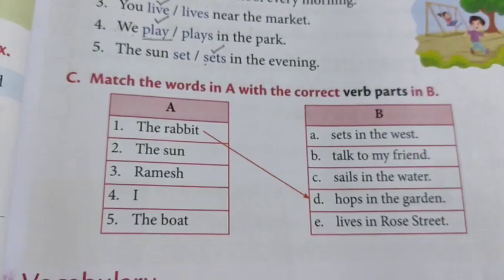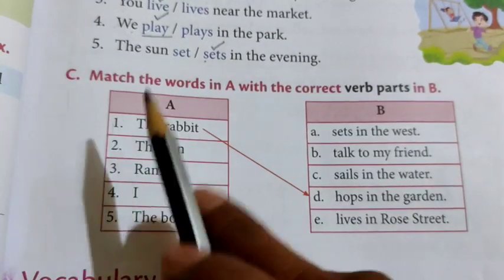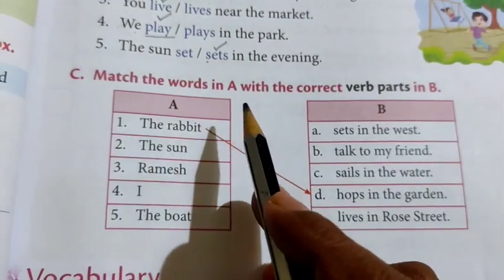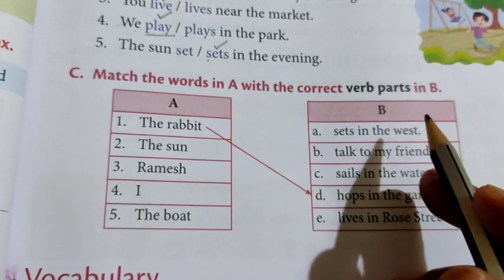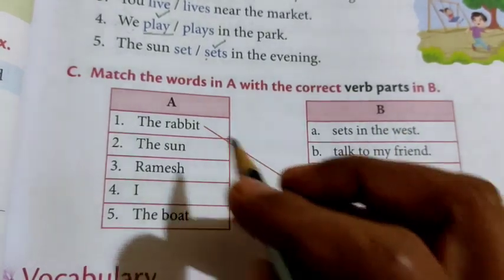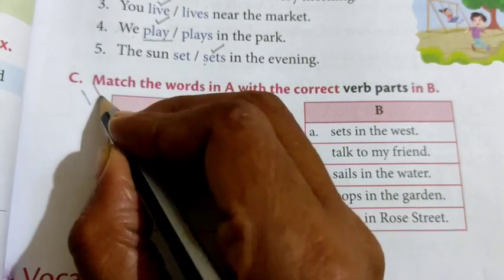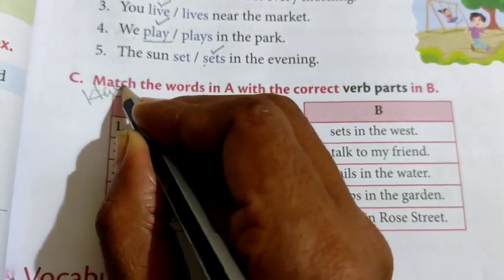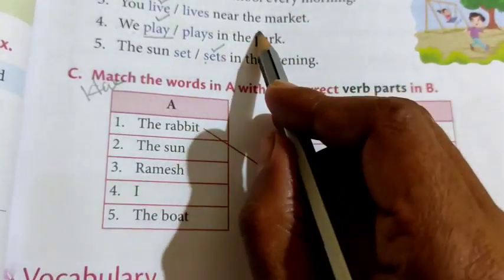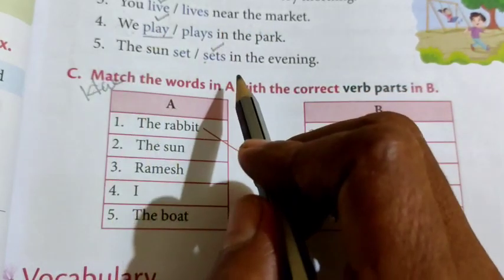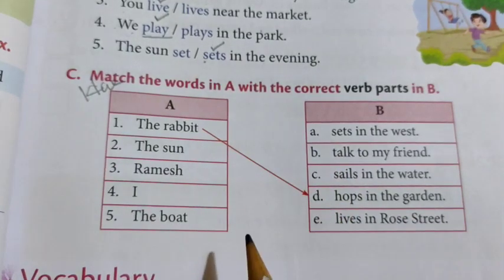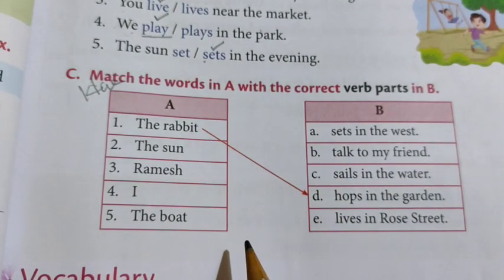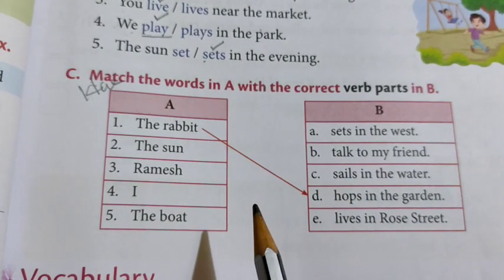Now, next one. Match the words in A with the correct verb parts in B. Now, I am not doing this one. This is for you. You do it yourself. Now, we have completed this work and I explained it very well. Now, try to do this one alone. Okay, children? Thank you.